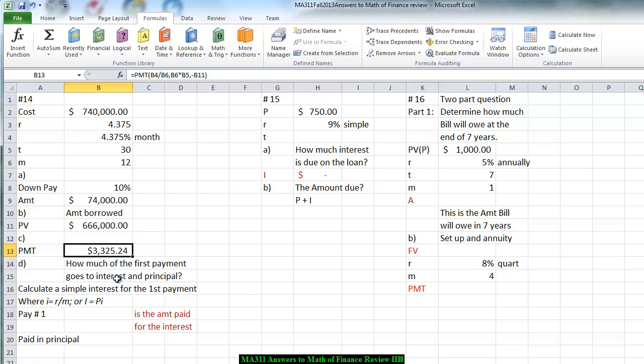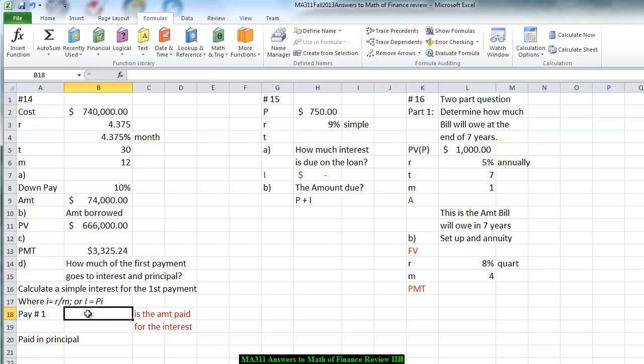Well, let's go on and think about something else. How much of the first payment goes to interest and how much goes to principal? Well, we're going to use the simple interest formula for the first payment, but we're going to use the I, which is the interest rate divided by M, for the amount of interest that we have to pay on the loan just for the first payment. So we're going to use the formula where the interest amount I is equal to the principal, that's the amount that we borrowed, times the interest rate for the first month.